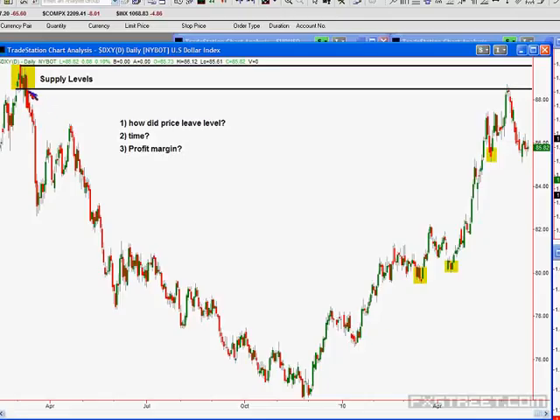So take a look at number 4. How far did prices leave the level before returning back up to the level? This one is going to mainly focus on probability. It helps with profit margin, but let's associate this one with probability. The farther price moves away from this level before returning back to this level, the higher the probability of the trade, or the opportunity.